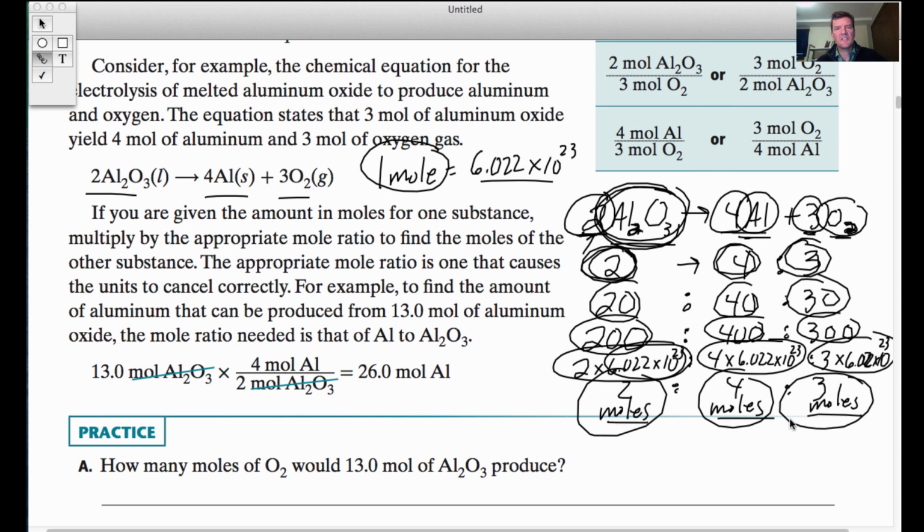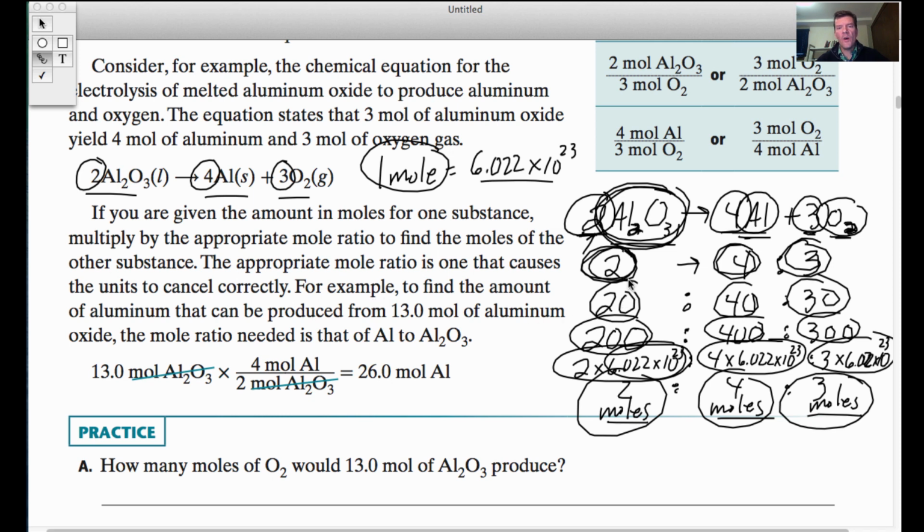This is what we're going to see and hear and talk about way more than talking about individual molecules or atoms or compounds. Okay? So these coefficients right here are going to represent how many moles of each substance are reacting in this particular reaction. Okay?